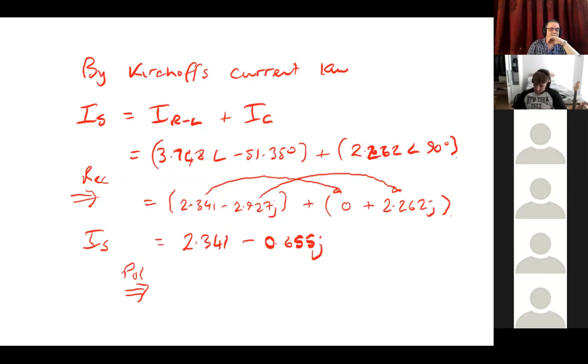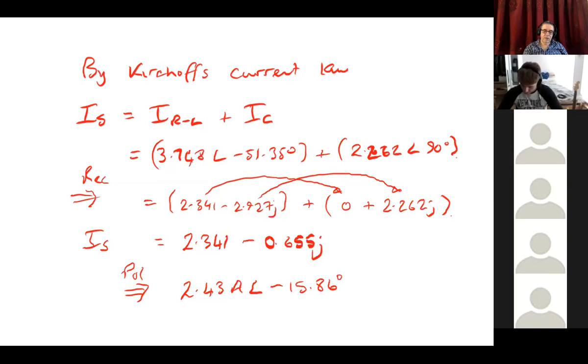2.430. Is that right? 2.43 amperes angle minus 15.6. I've got 0.86, but Jake coming in clutch. Good job. So that's the total current flowing. Now we know that.